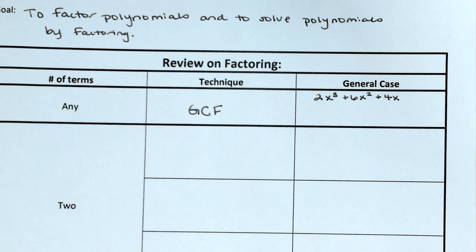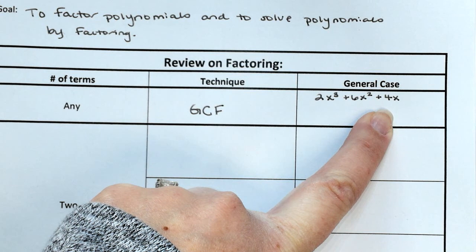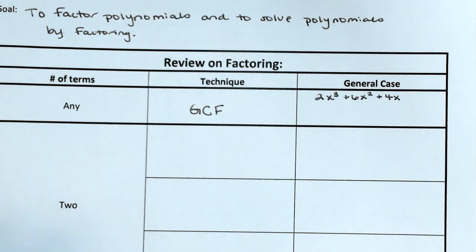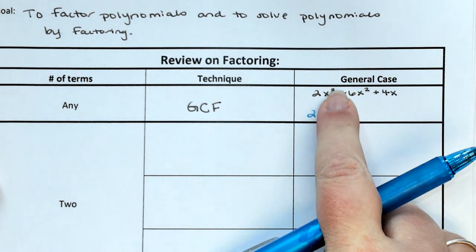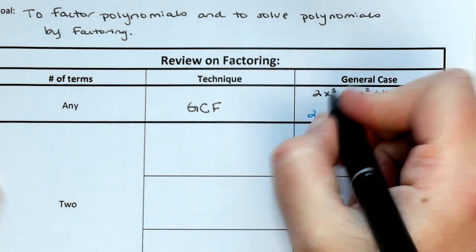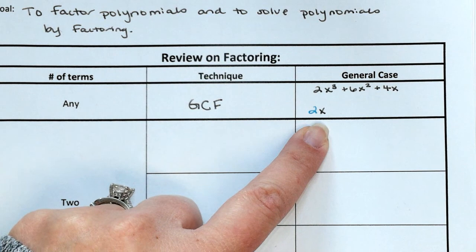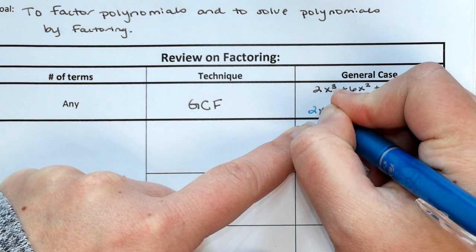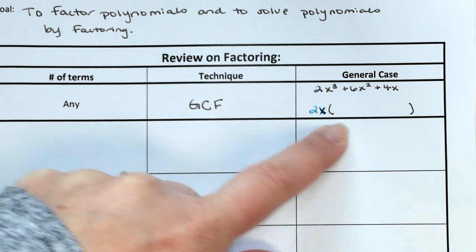Okay. What would be the greatest common factor between 2, 6, and 4? 2. So we'll pull a 2 out front. What's the greatest common factor between x to the third, x squared, and x? X. Okay, so 2x would be our greatest common factor. So then what's left on the inside if we factored that out?